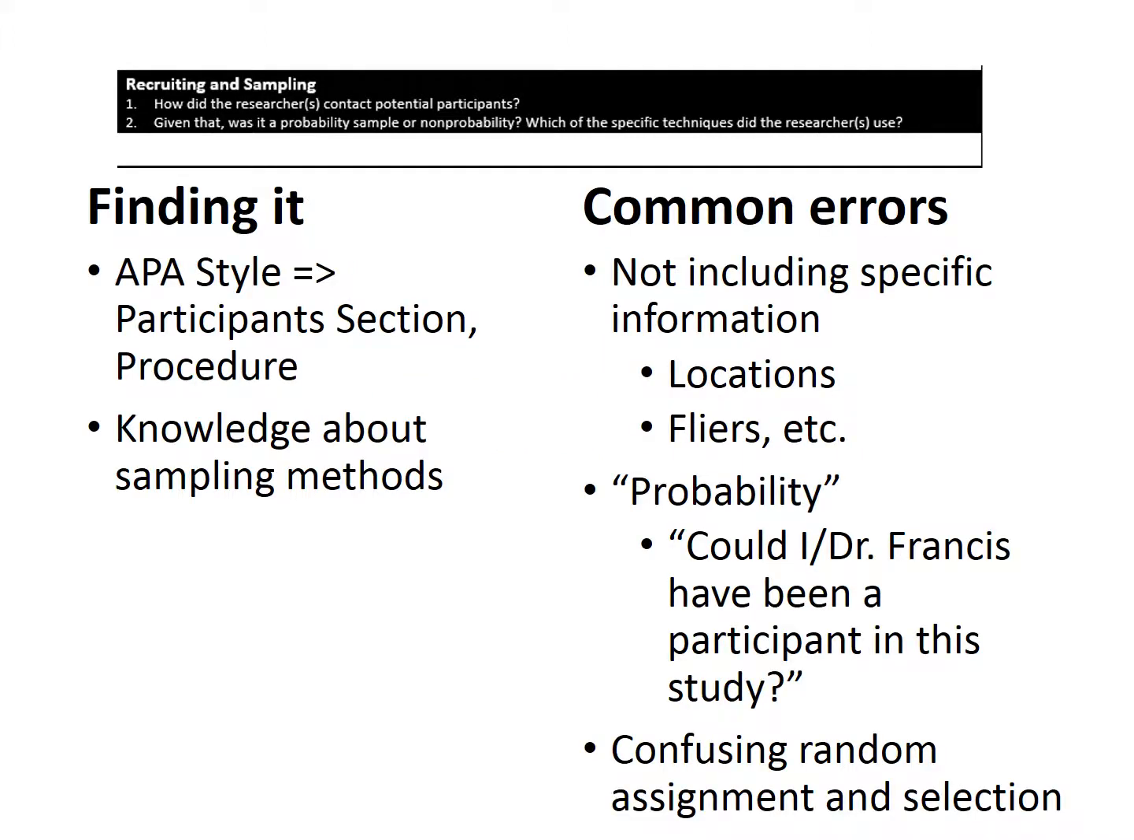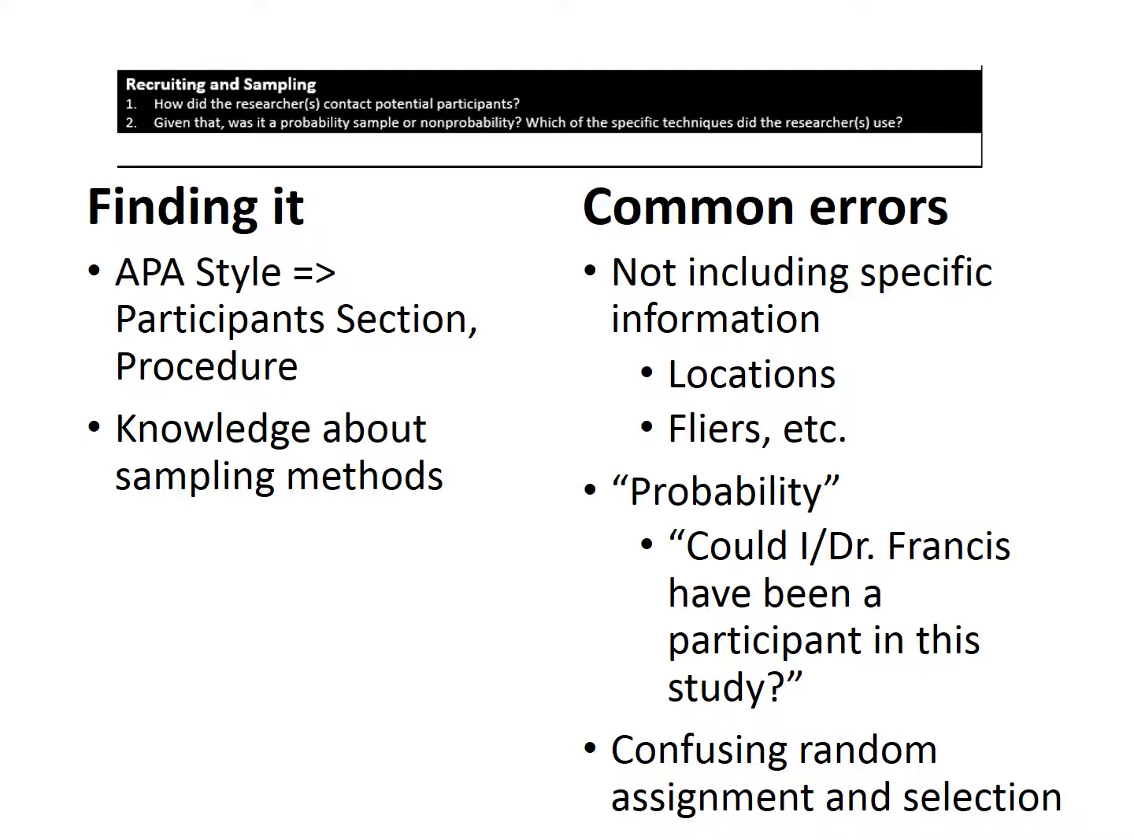In APA style, we typically find the information about recruiting in the participant section and the procedure. Then we can use our knowledge of the concepts and the population to identify the method being used. There were a few common errors related to this section, including not including specific information, like the locations or that the mindfulness study recruited by posting flyers and so forth. In some cases, there also appeared to be confusion about the difference between probability and non-probability sampling.